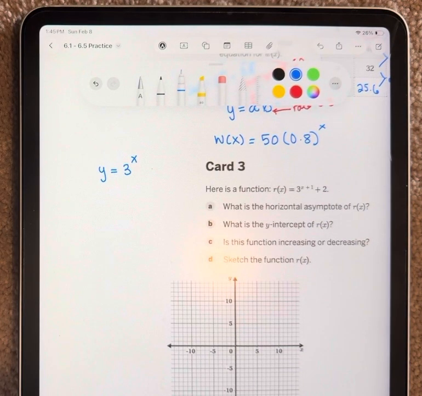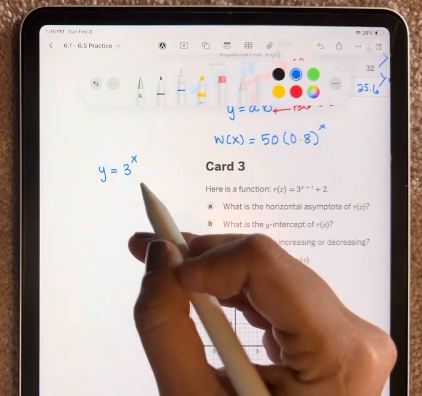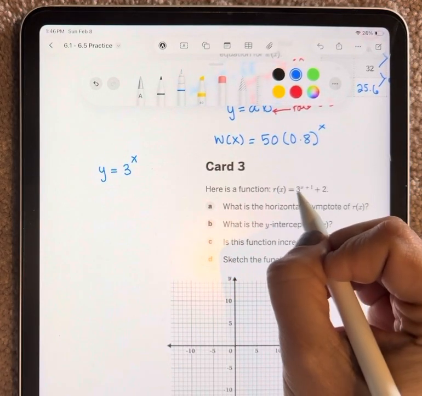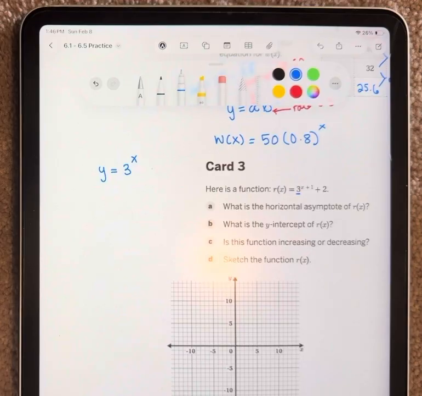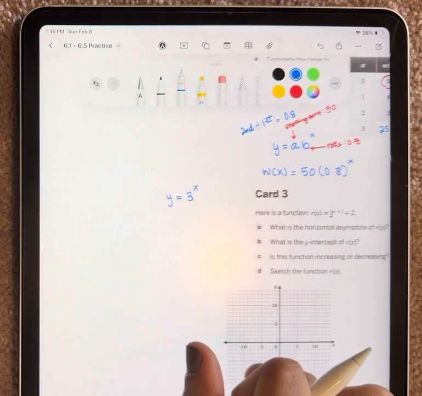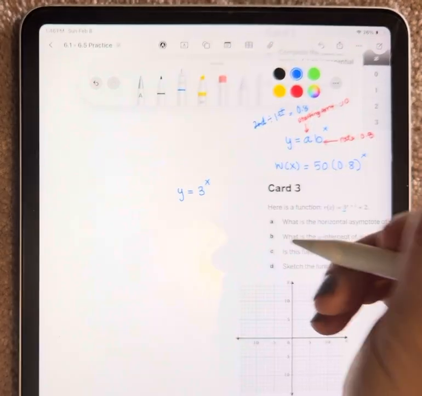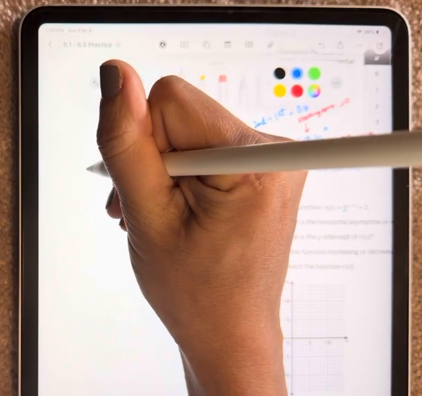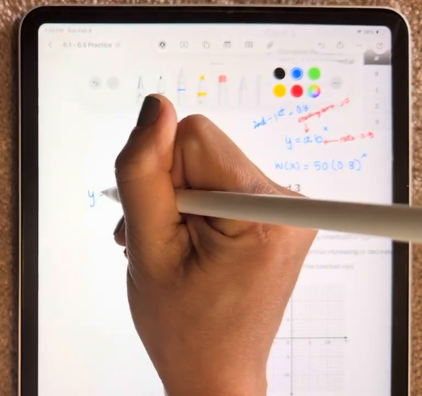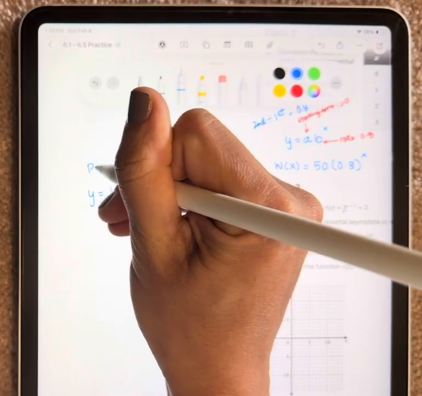The parent function for exponentials, it's going to look a little different each time. It's going to be the b, whatever the b value is, in this case 3, to the x. That's it, okay? And there's really only 2 things you need to know about the parent function of these. Here, let's do one step earlier here. Y equals b to the x, parent function.